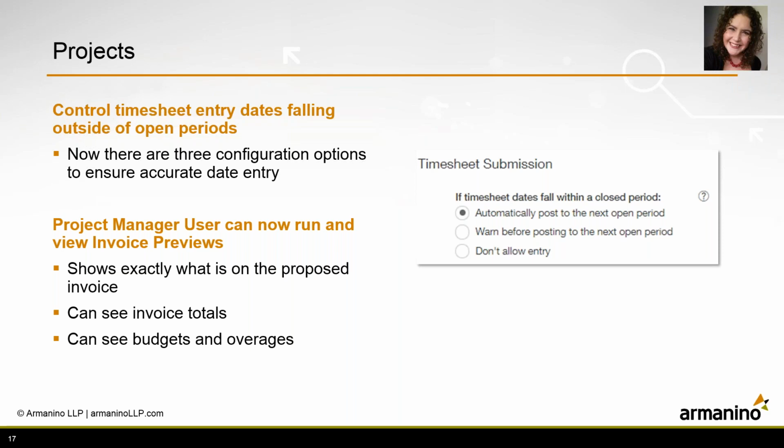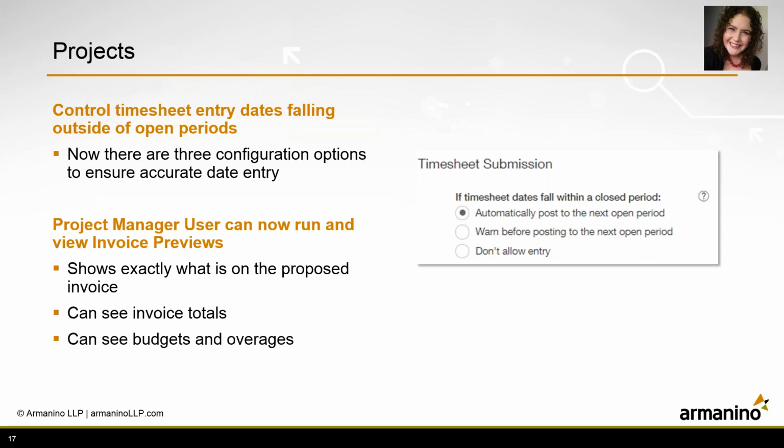You now have the option in the timesheet, for those of you using the timesheet options in projects and time and expense, to control how the timesheet dictates when something falls outside of the open periods. There are now three configuration options on how you want to handle that timesheet submission. On the right-hand side, you can see the screenshot. If the timesheet dates fall within a closed period, you can have the system automatically post to the next open period. This is the previous option that you had.